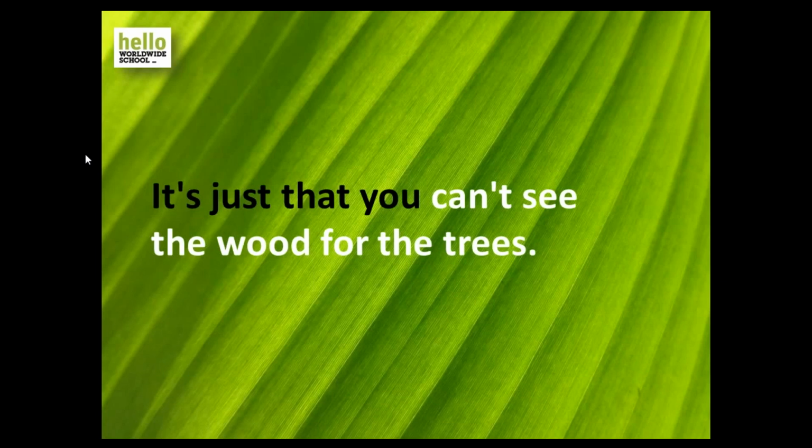goes like this. It's just that you can't see the wood for the trees. When we say something like this to someone, what we mean is that this person focuses on details only and doesn't see the big picture. Sometimes we are in such a situation that we are so focused on the details that we cannot see the big picture. We cannot see wood for the trees. Okay, so imagine yourself standing in the middle of the wood. You see only trees, but you don't see the forest. Is it big? Is it small? Well, we don't know because we're inside it.